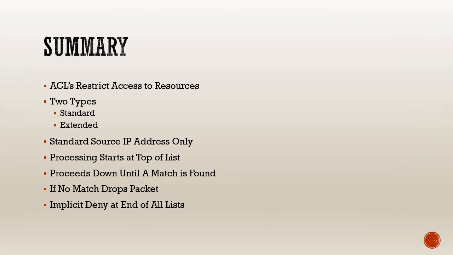Processing starts at the top of the list and goes down the list until it finds something that applies. Once something applies, it does that, and doesn't look any further. If it's a permit, then it goes. If it's a deny, it says, okay, I'm done. It proceeds down until a match is found. If no match is found, the packet is dropped because of the implicit deny at the end of all the lists. And because of that implicit deny, we need to have at least one permit statement.